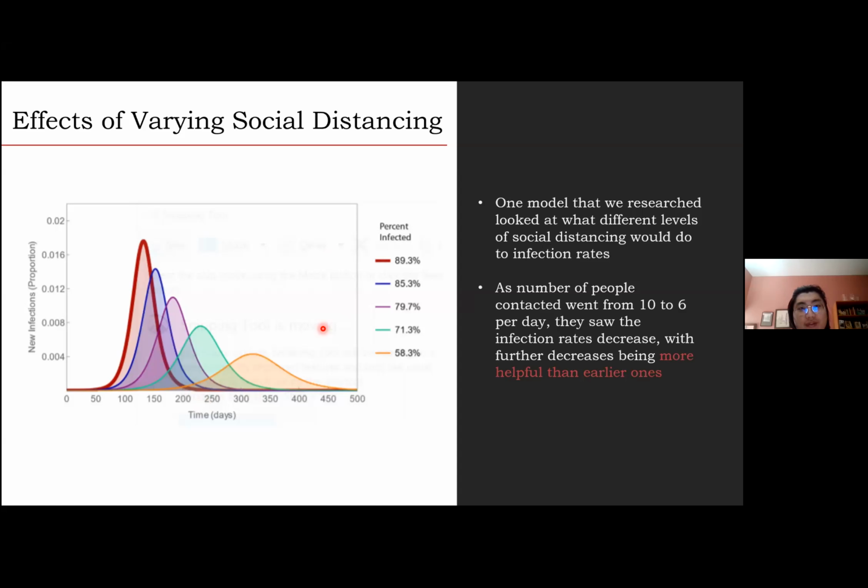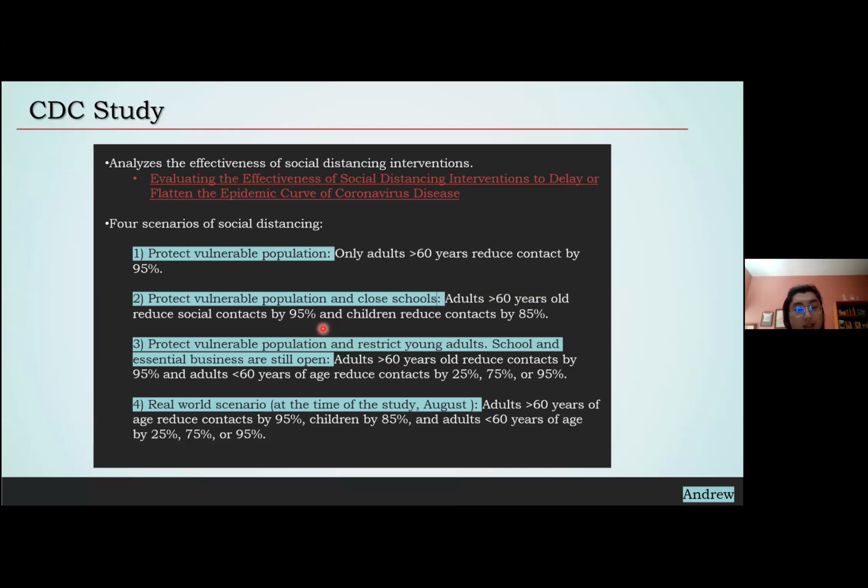So here we actually have increasing returns, and the harsher we get, the better it's going to be for each additional person you just don't interact with on a day-to-day basis. Next slide. So this last study that we're going to look at needs a little bit of background that refers to the CDC itself, and I'm going to let my partner Andrew take this part.